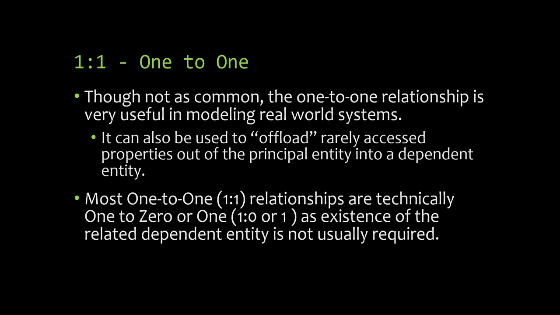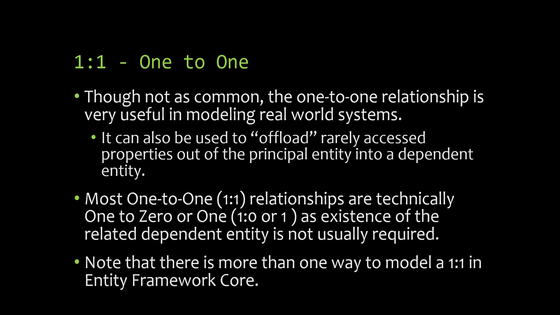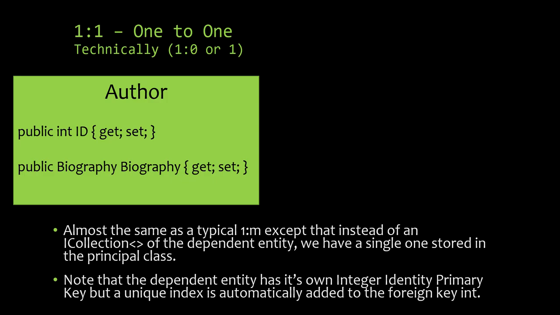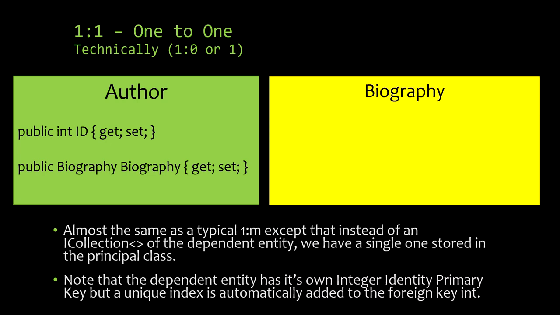Most one-to-one relationships are technically one to zero or one, okay? Because you might not have a dependent entity related to the principal one, okay? Existence of that is optional, right? But that's okay. It's not going to be a big deal for us going forward. And we're going to actually see that there's more than one way to model a one-to-one using our Entity Framework Core. All right. Think about this example for a minute. An author, okay? We might have the whole biography for the author.